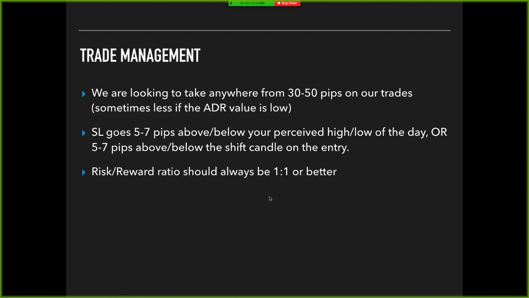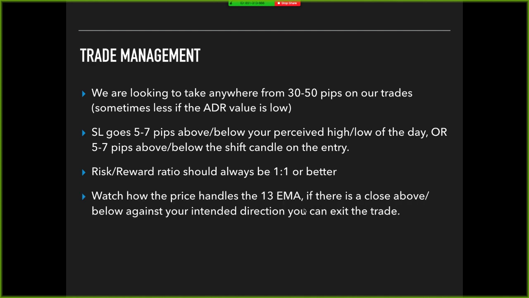Your risk reward ratio should always be 1 to 1 or better, right? You should not be taking a trade if it's giving you less than 1 to 1, because that means over the long run you're losing money, and it's just not a good way to trade. So always look for 1 to 1. Most of our trades we were looking for 2 or 3 to 1, or better. So always 1 to 1 or better, and then watch how the price handles the 13 EMA.